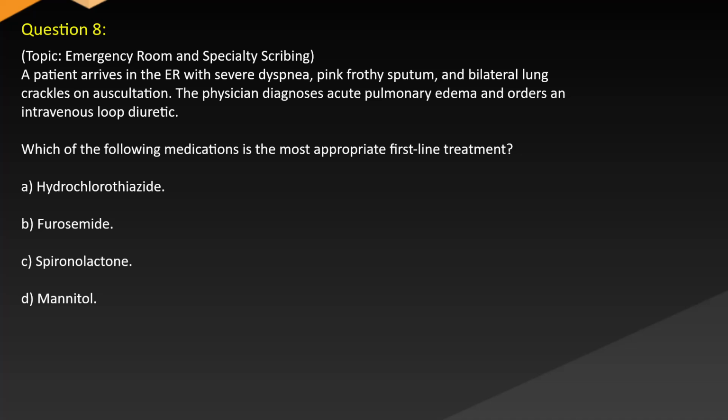Question 8. Topic: Emergency room and specialty scribing. A patient arrives in the ER with severe dyspnea, pink frothy sputum, and bilateral lung crackles on auscultation. The physician diagnoses acute pulmonary edema and orders an intravenous loop diuretic. Which of the following medications is the most appropriate first-line treatment? A. Hydrochlorothiazide. B. Furosemide. C. Spironolactone. D. Mannitol.